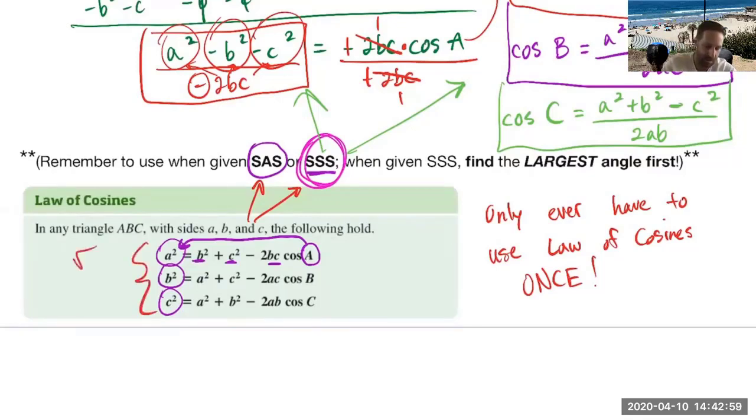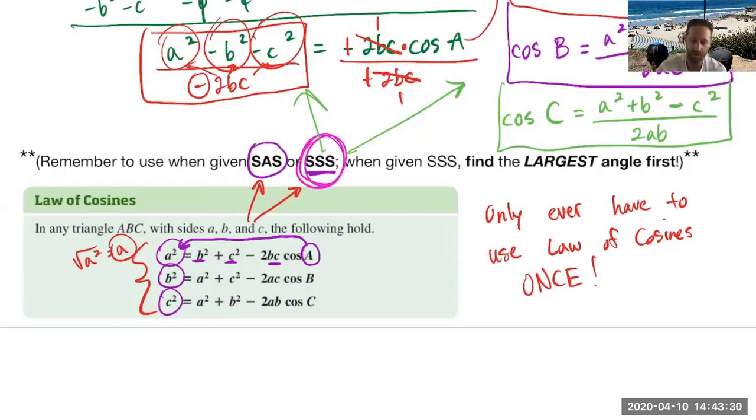And we'd have to take the square root to get the A, or the B, or the C. And there is no ambiguous case with the law of cosines. So we'd only ever have to use the law of cosines once, and we don't have to worry about if there's two possible cases or triangles. There's only ever going to be one, given a side, angle, side, or a side, side, side, as long as those three sides create a triangle, which we talked about at the very beginning.